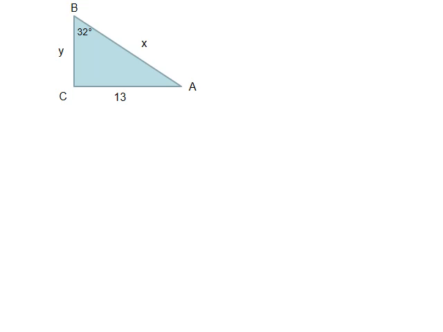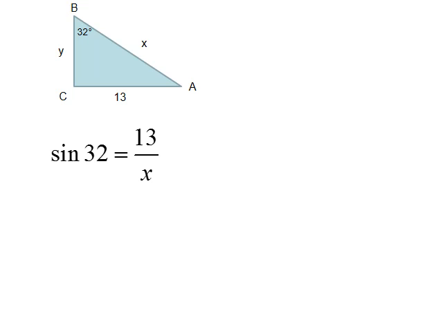Here you are given angle 32, side 13, and again, it does not matter which side you find first. Again, I'm just going to go with x. So looking from angle 32 and using sides 13 and x, think about what trig ratio corresponds to that. If you said sine, you are correct. The sine of 32 degrees is opposite over hypotenuse, which is 13 over x.